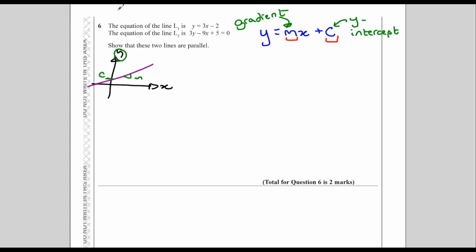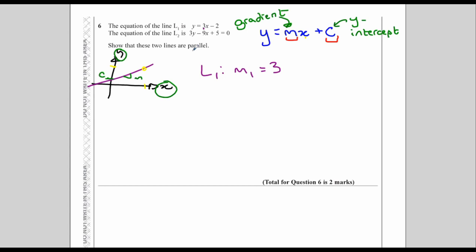Y is up here and x is here. So basically, if you put in an x value into this equation, it will tell you what your answer for y is. That's how the equation works. So our top equation, line 1, already has y equals mx plus c. The gradient is 3. So for line 1, we can put m1 equals 3.